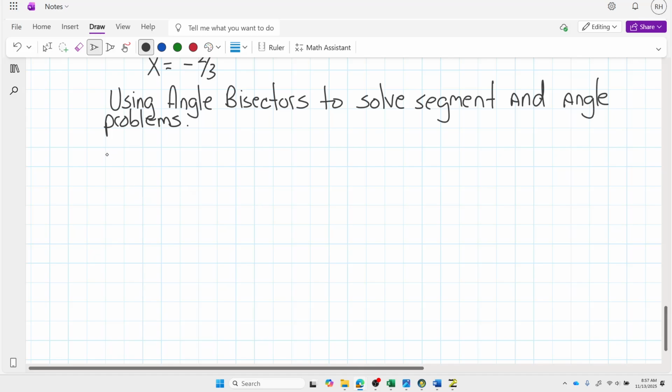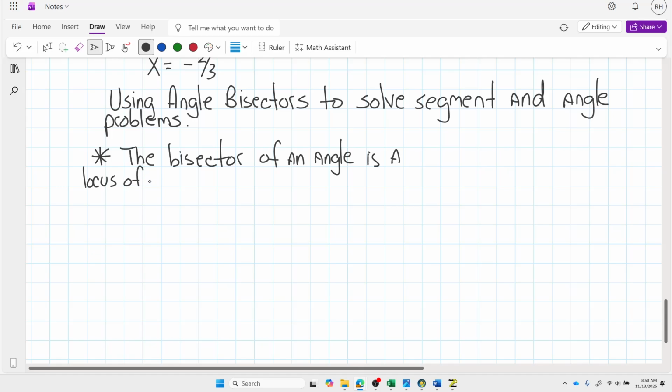So there's a definition on the bottom of 326 that says the bisector of an angle is a locus of points equidistant from the sides of the angle.